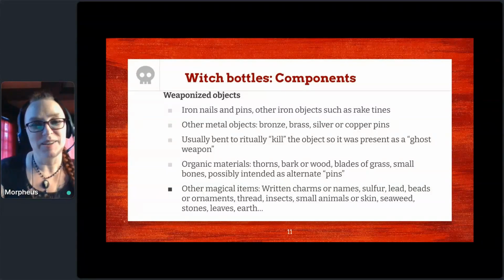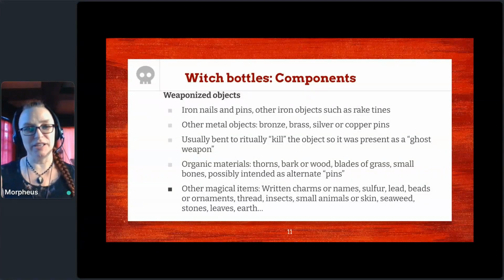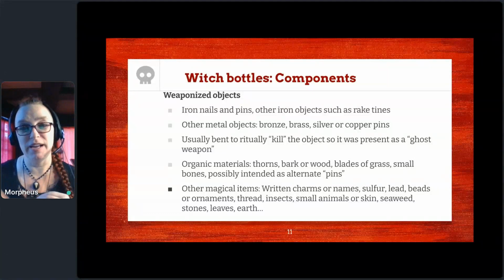Sometimes you see other organic materials, thorns, bark, wood, blades of grass, even small bones. Possibly these are alternate pins. If a person didn't have any metal pins, they might just find whatever they could find that is sharp.